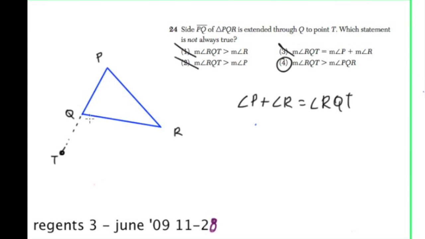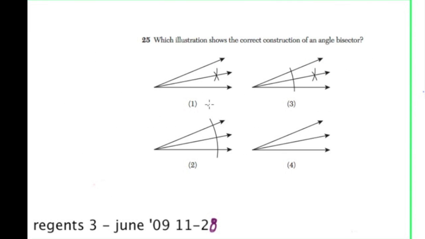It is not always true, because you can have triangles like that, and that external angle over there is smaller than that obtuse angle. So this is one of those questions where you just look at it, and you gotta know your constructions.